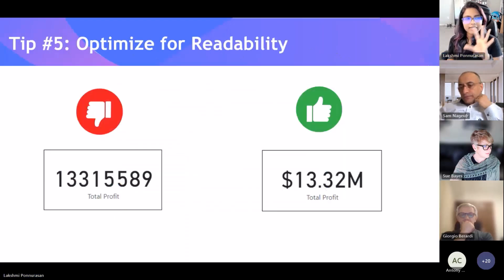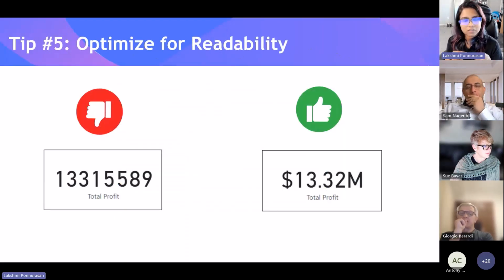That's what I mean. The last tip, number 5, is optimize for readability. That just means you have to present the data in a format that your audience can grasp instantly. Don't make them work for it. This is a classic example, and it's something I've seen people do a lot, and I really do not like it. On the left side, you see a KPI card which has a long number as the total profit, 133,155,89. Let's be real. Who has the time to sit and read that quickly?